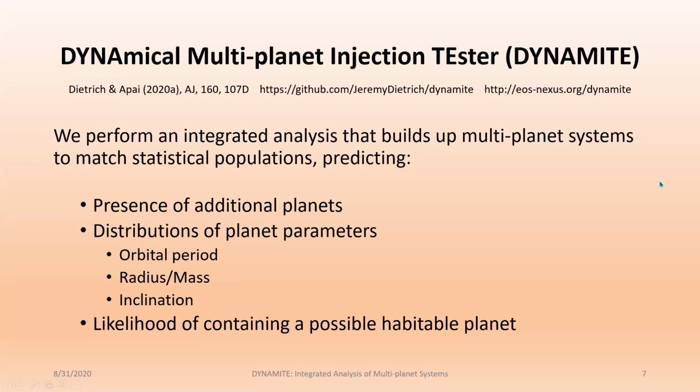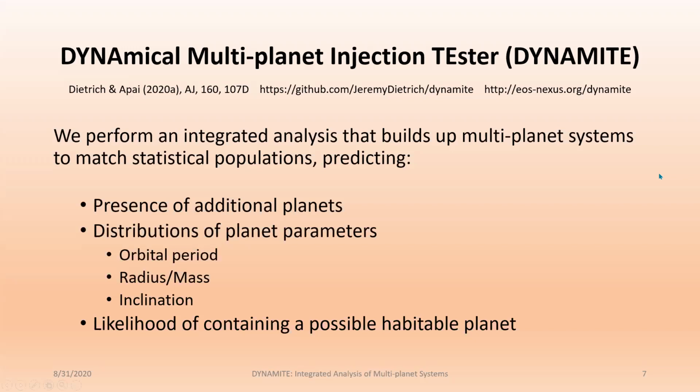With DYNAMITE, we can predict the presence of additional planets in these multi-planet systems and the distributions of these specific planet parameters: orbital period, planet radius when available, otherwise planet mass, and orbital inclination. From these, we can also determine the likelihood that the system contains a planet in the habitable zone around the star, and what the nature of said planet would likely be.